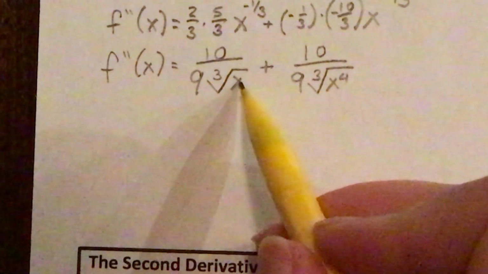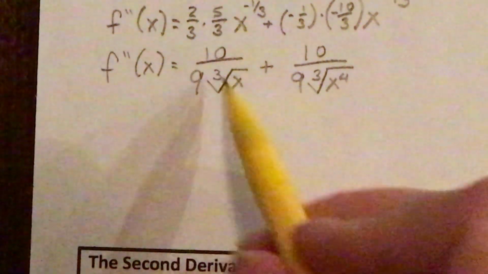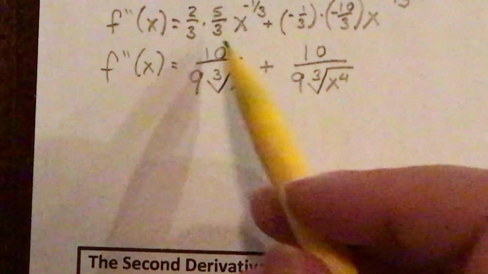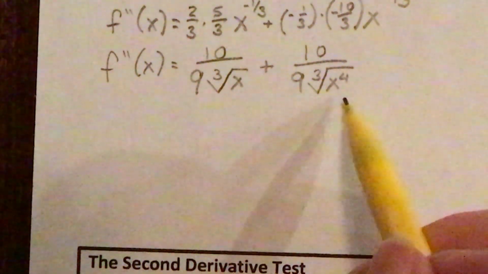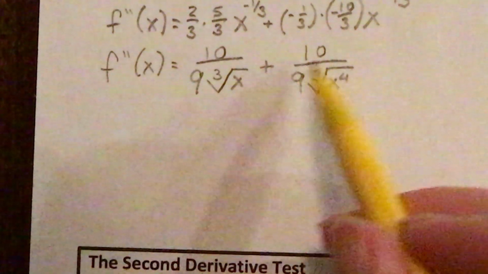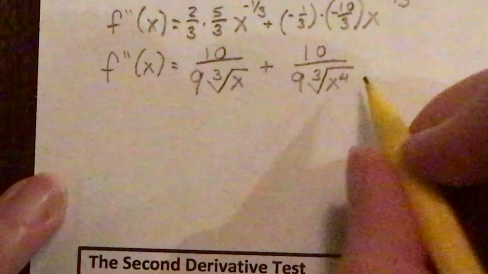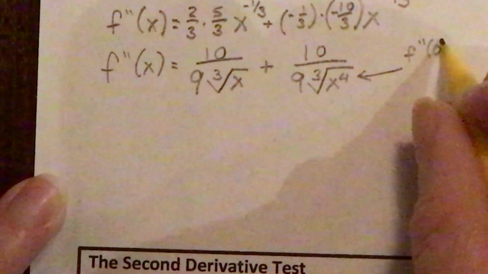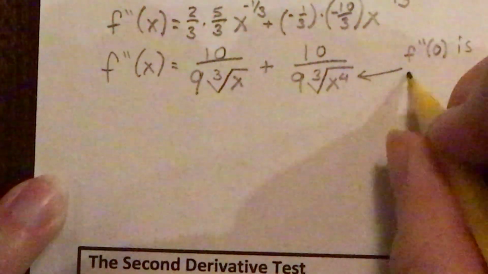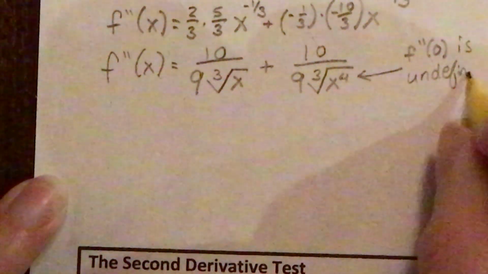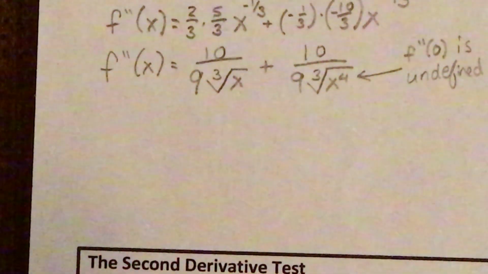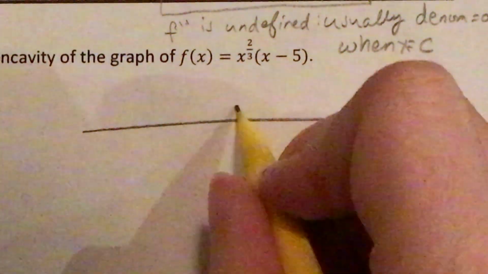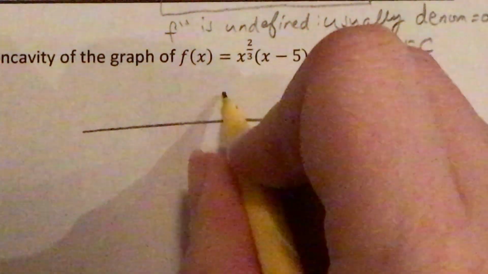If you plug in 0 for x, 0's cube root is 0 times 9 is 0. 10 divided by 0 does not work. Over here, same deal. If you plug in 0 here, your denominator is 0. That's bad. So f double prime of 0 is undefined. So when we draw our number line, 0 is going to be undefined.